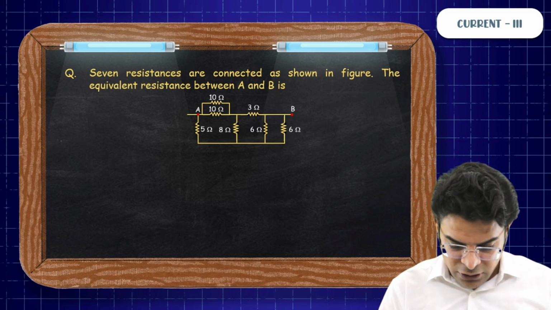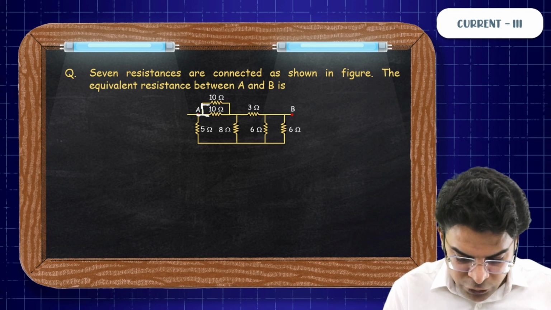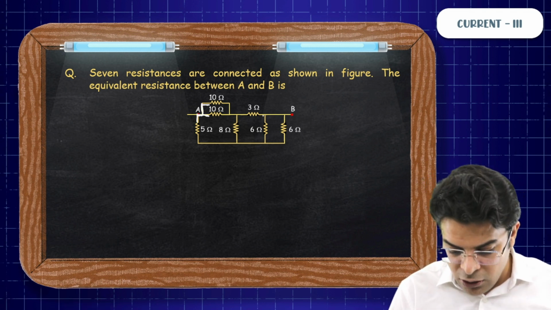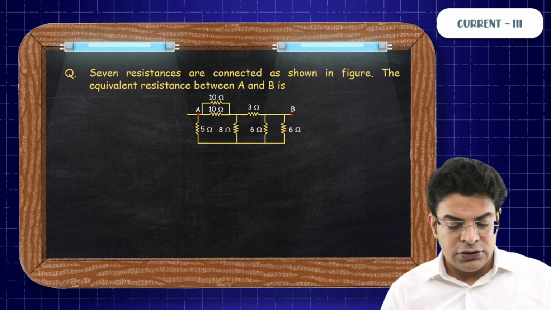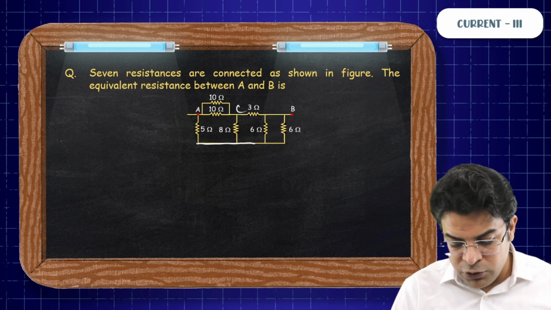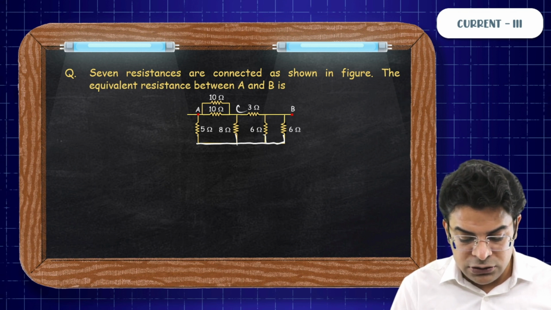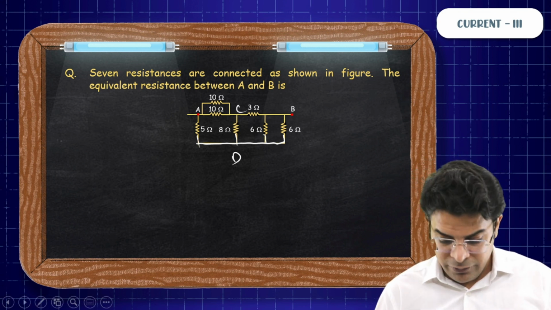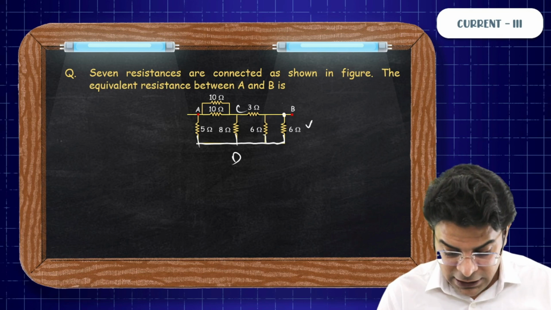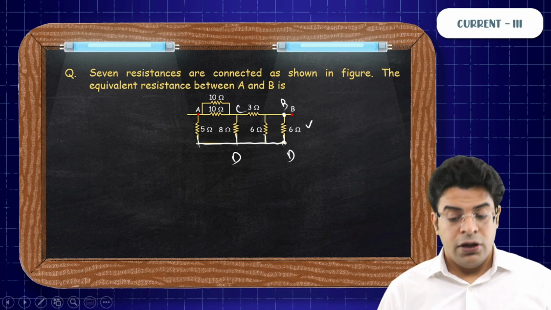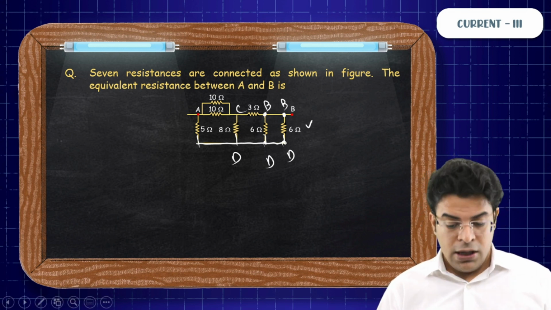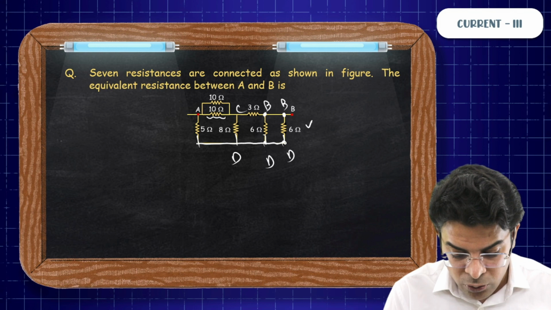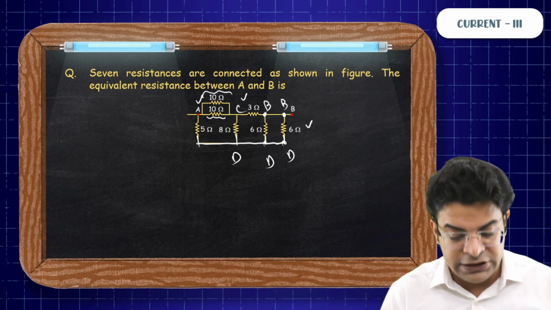So you will say, okay, I know that all these points are at potential A, right? Similarly, all these points are at potential B. I don't know what is the potential of all these points, let's call them C. And I don't know the potential of all these points, let's call it D. So this 6 ohm is connected between B and D. This another 6 ohm is also connected between B and D. And you can see these two 10 ohms are connected between A and C.